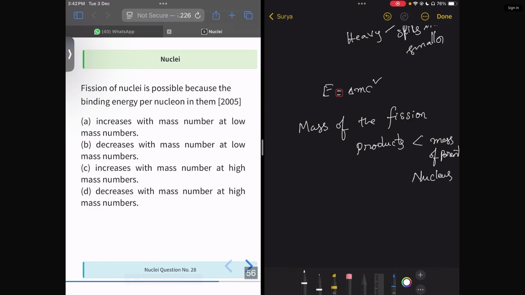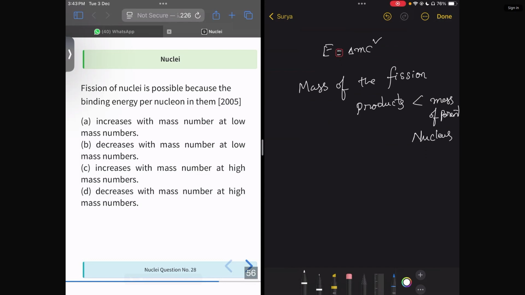Fission of nuclei is possible because the binding energy per nucleon in the nucleus will be decreasing with the mass number at high mass numbers. They are asking why fission is possible because of the binding energy per nucleon.